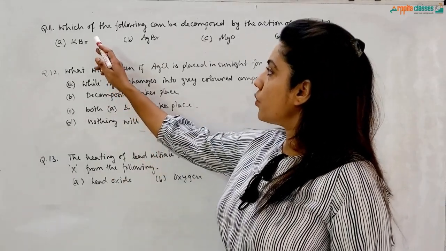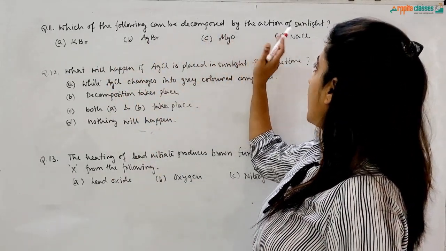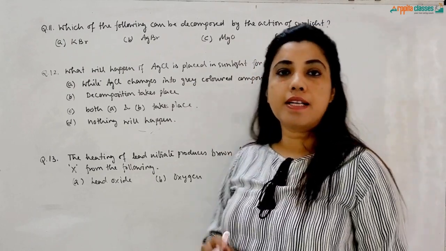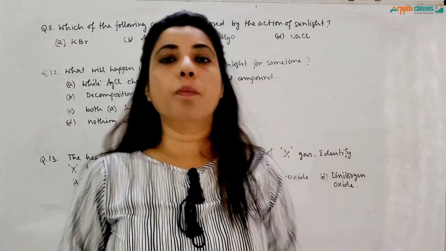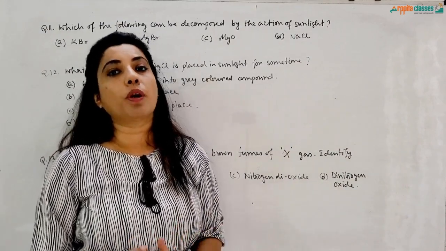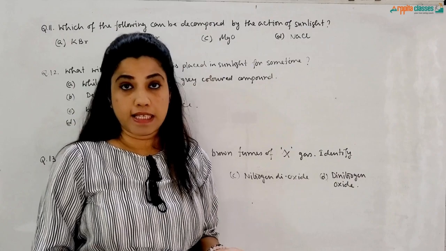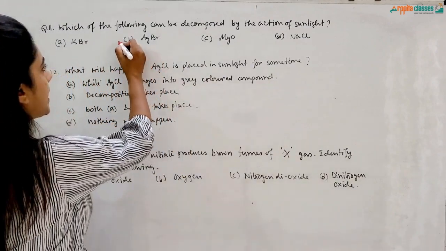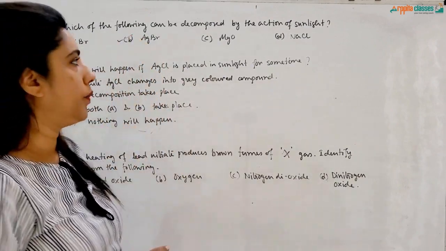Question number 11 is, which of the following can be decomposed by the action of sunlight? So we know that silver salts are decomposed by the action of sunlight, which is also called photodecomposition or photochemical reaction or photolysis. So here the silver salt is AgBr, silver bromide, which will be the right option.